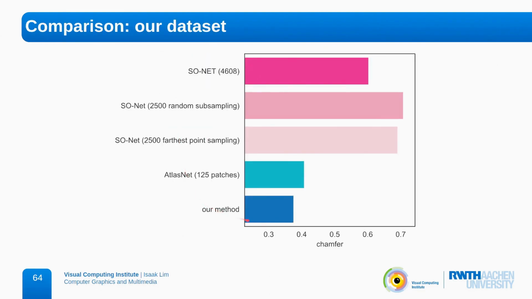And we compare our approach to previous approaches on a data set. And as you can see here, we are able to outperform them in terms of the chamfer distance to the ground truth.